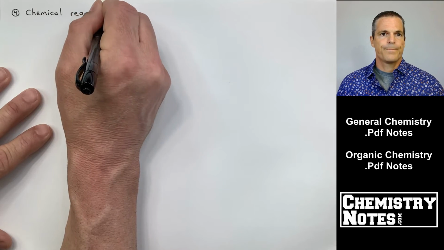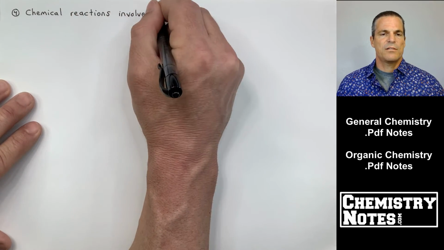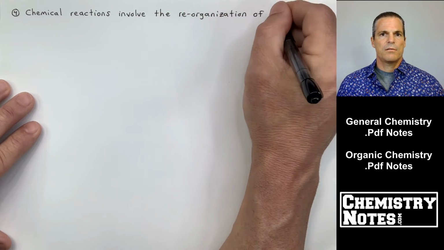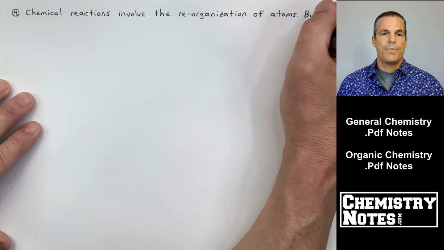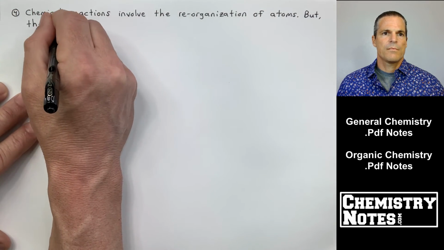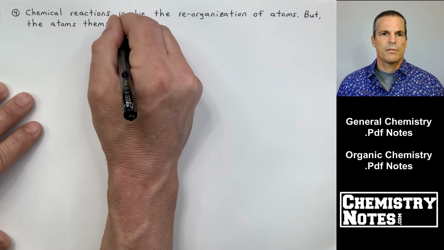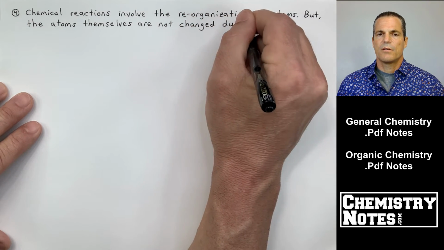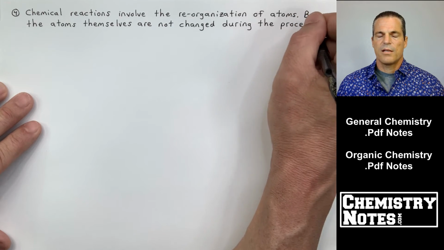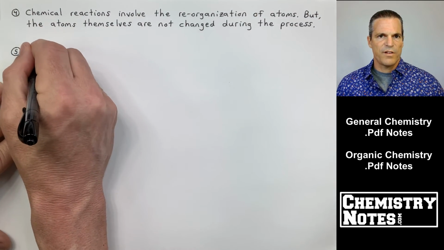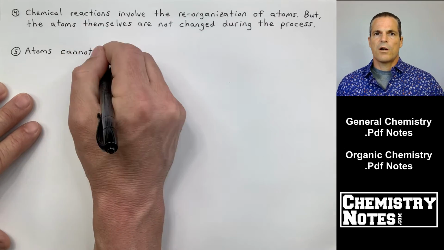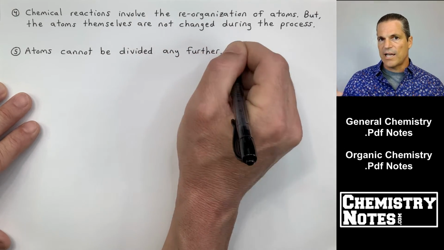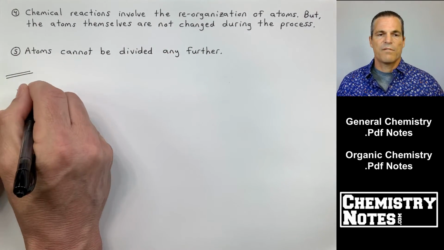Now, in number 4, it says, chemical reactions involve the reorganization of atoms, but the atoms themselves are not changed during the process. Okay, he's hinting at the law of conservation of mass. Whatever you start with on the left-hand side with the reactants and you rearrange everybody, you have to have the same number and types of atoms on the right that you started with. Law of conservation of mass.